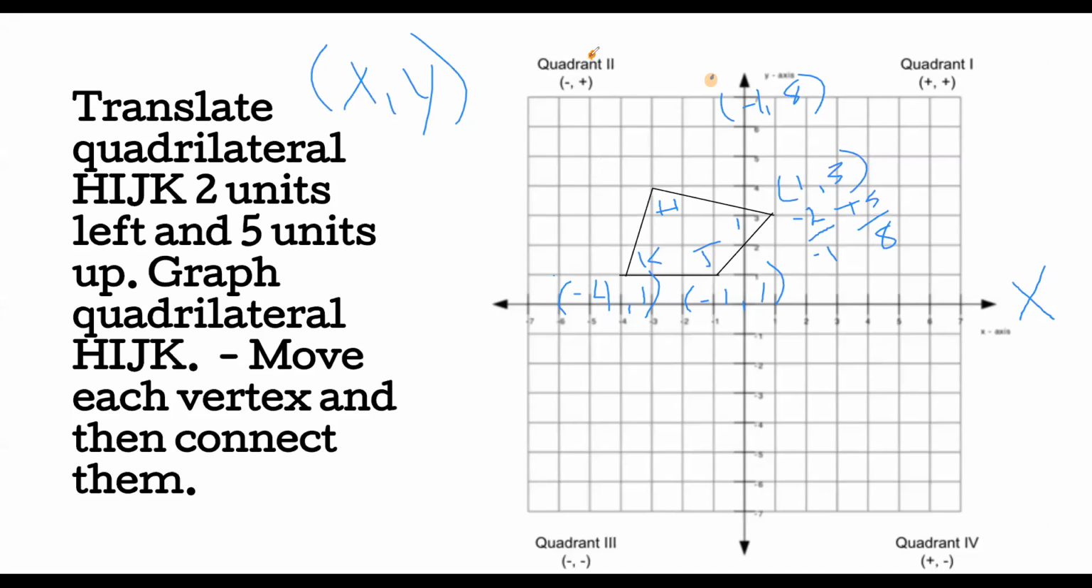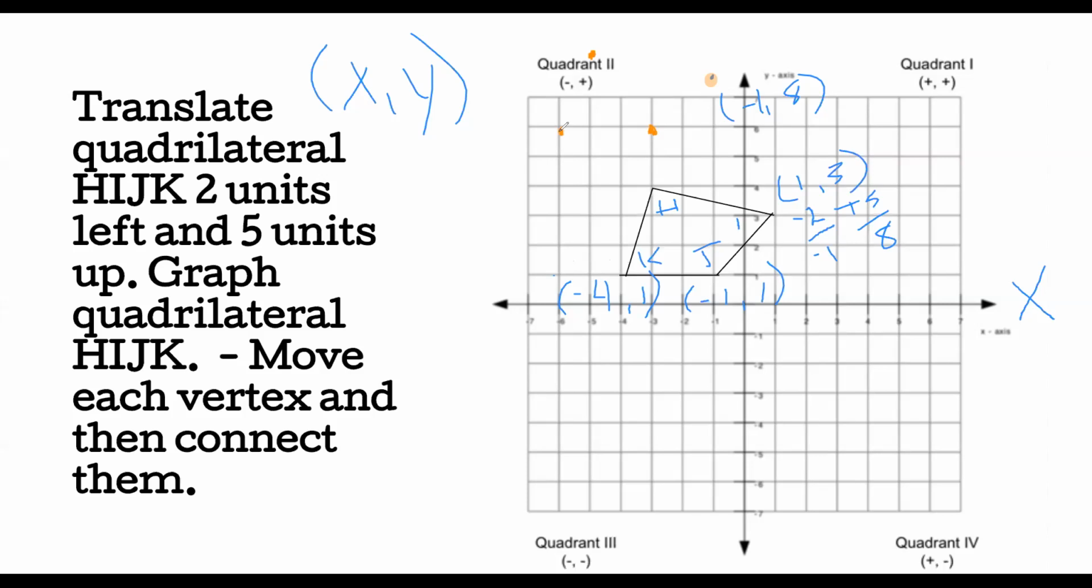Okay. Then I have J, which is at -1, 1. So I'm going to move it over 2. So 1, 2, and then move up 5. 1, 2, 3, 4, 5. And then K, I'm going to move over 2. So -6, and then move up 5. 1, 2, 3, 4, 5.